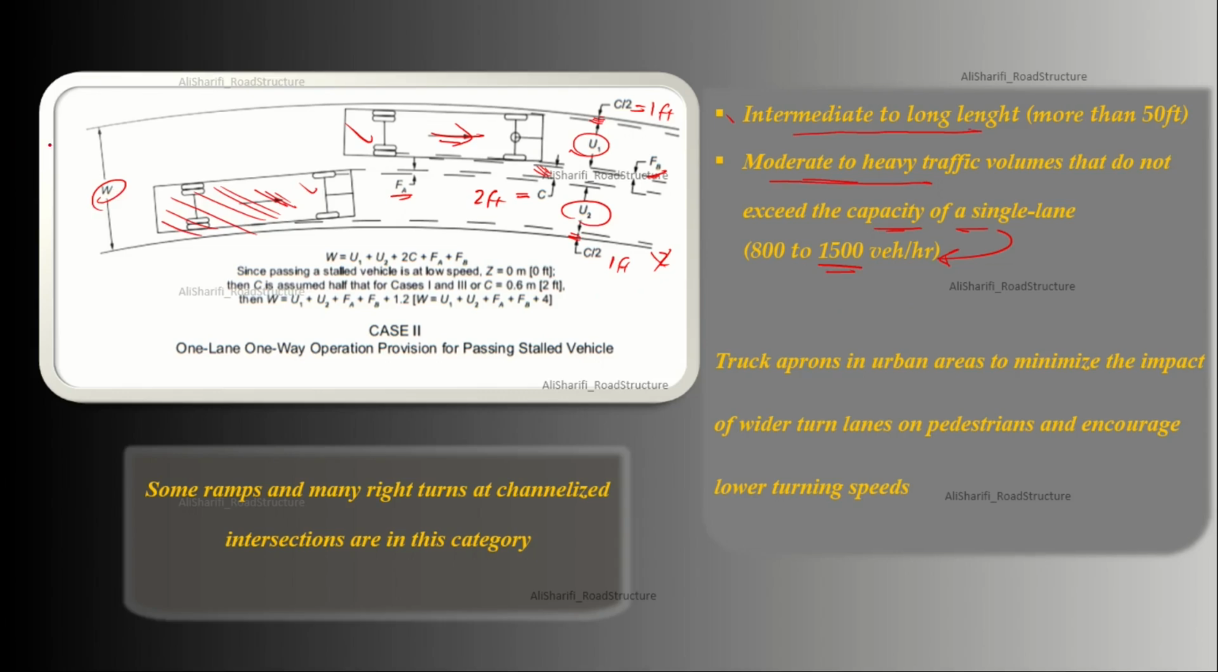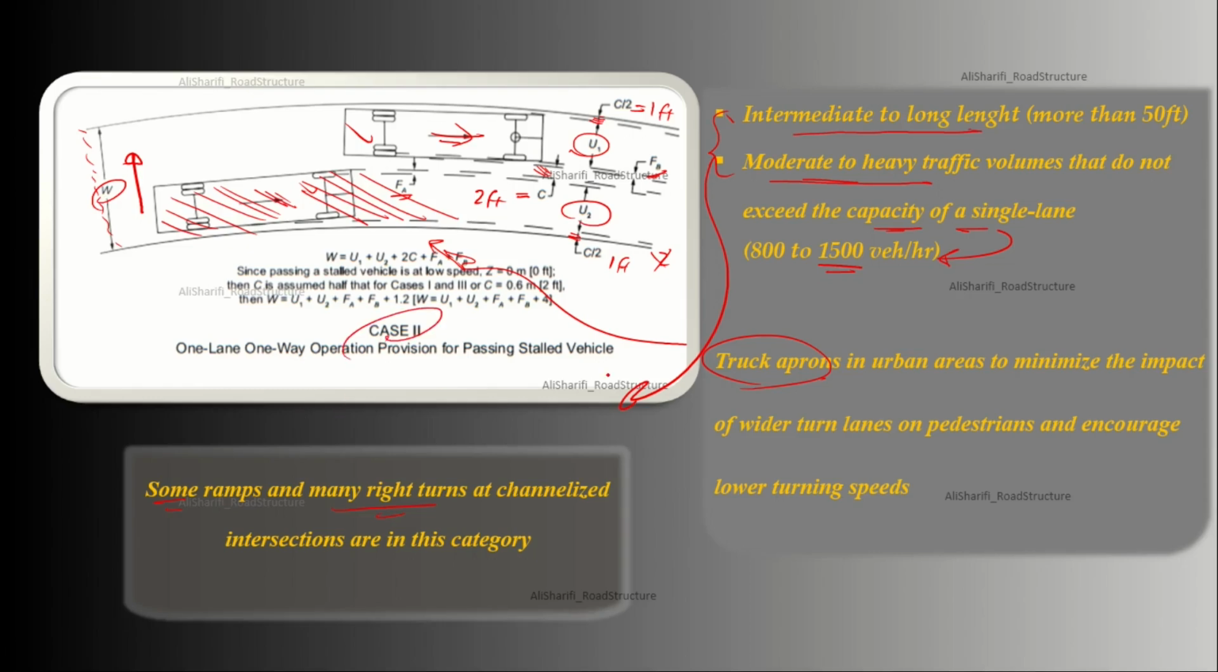Large widths cause some problems and difficulties for pedestrians to cross, and also encourage drivers to adopt higher speeds. So it's common practice in urban areas to turn this part of the width into a truck apron in some traffic conditions. Considering these conditions, you could say many right turns at channelized intersections and some ramps with lower volumes fit in this case.